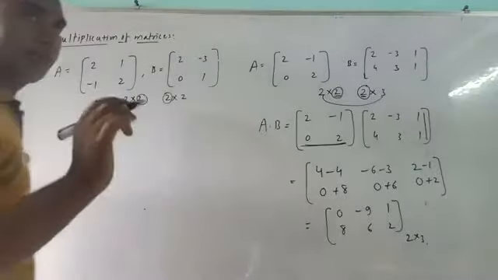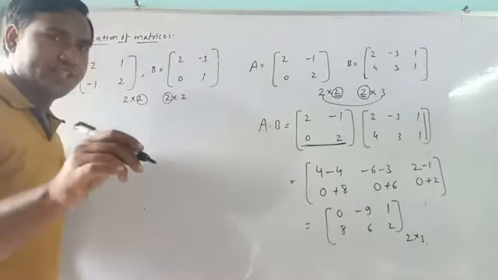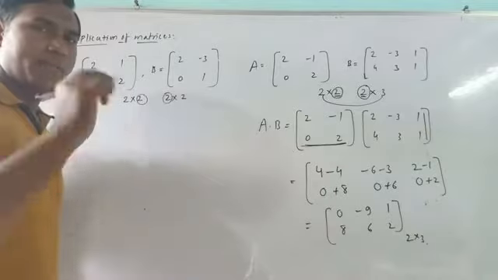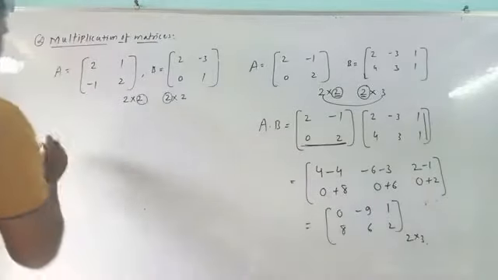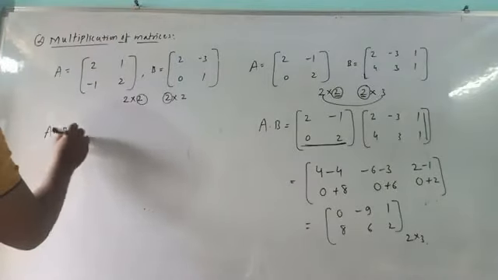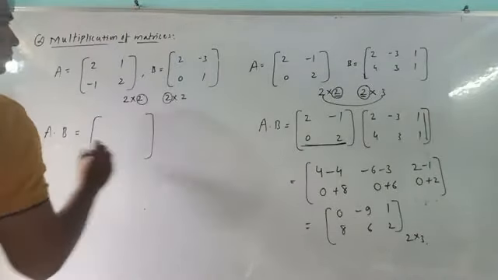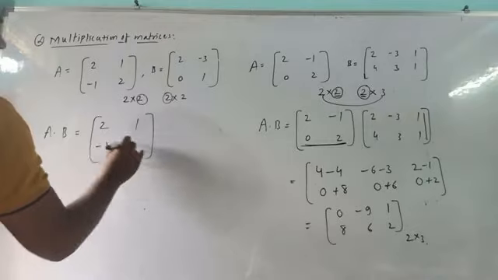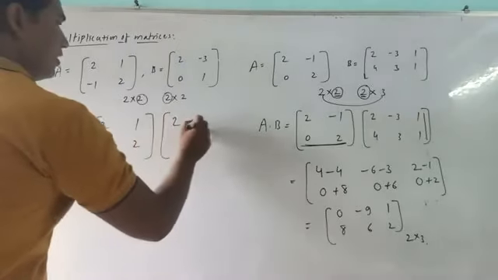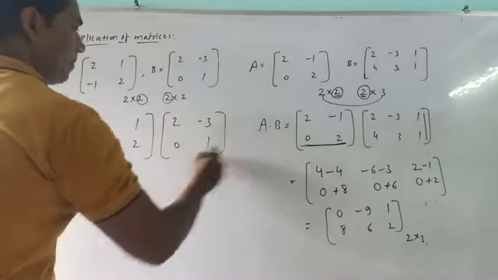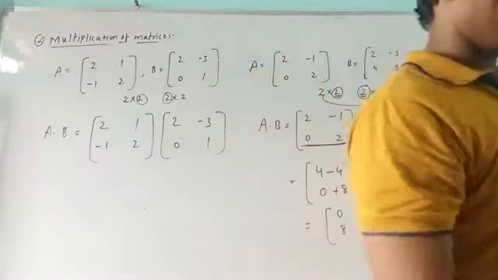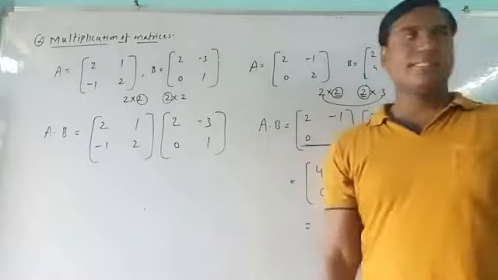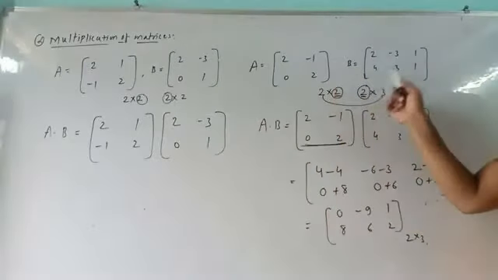And what is the third step here? After multiplication, the order of the new matrix must be 2 by 2. So see what we have done here. First, we multiply these two matrices A into B. In place of A, there is the first matrix A. In place of B, there is the second matrix B. So the steps are very clear. How to multiply them is very important. Same steps are repeating here.